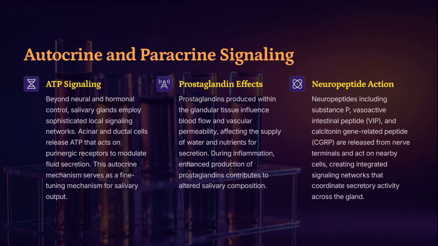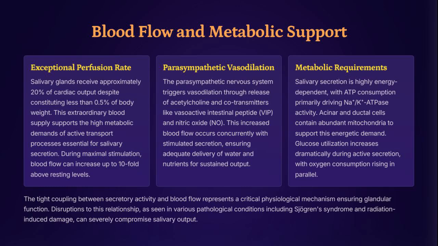Then there are neuropeptides like VIP, vasoactive intestinal peptide, substance P, and CGRP. These are tiny molecules released from nearby nerves that act on the glands to modulate secretion or coordinate with immune responses. So, your salivary glands are not just passive sponges. They're dynamic systems with local control loops that adjust secretion moment by moment, based on what's happening both inside and outside the gland. Now let's look at what powers all this secretory action, blood flow and energy metabolism.